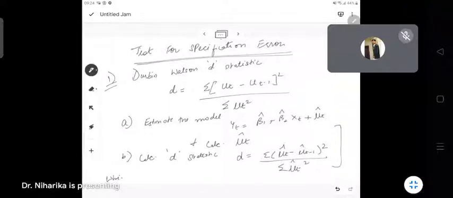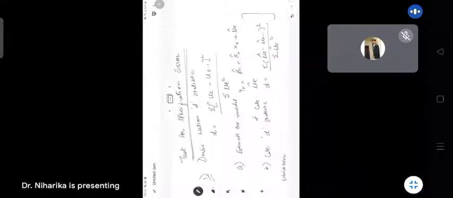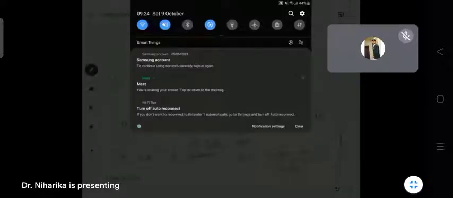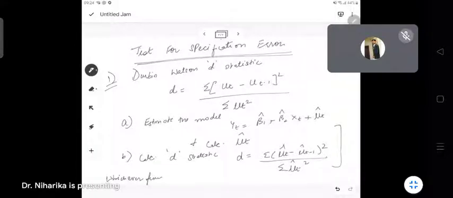So you can write, whichever function gives no autocorrelation, that is correct, or that's the correct function. Clear?